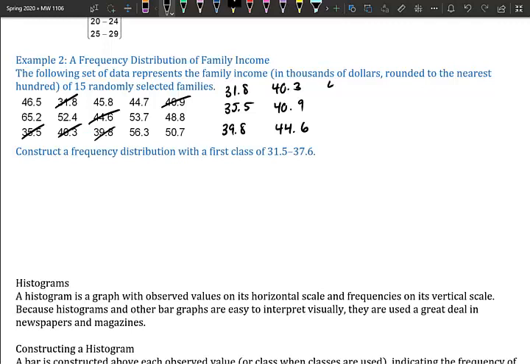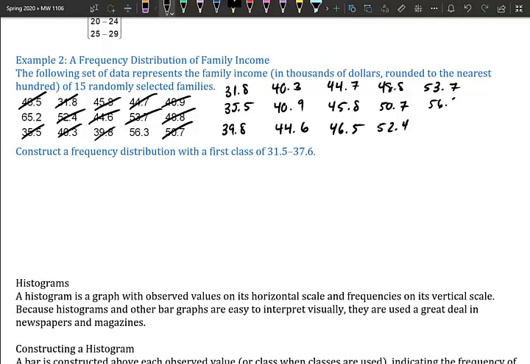Next column, 44.7, 45.8, 46.5. Next column, 48.8, 50.7, 52.4, 53.7, 56.3, and 65.2. Alright, so we rearranged our data and we made it have the same shape.